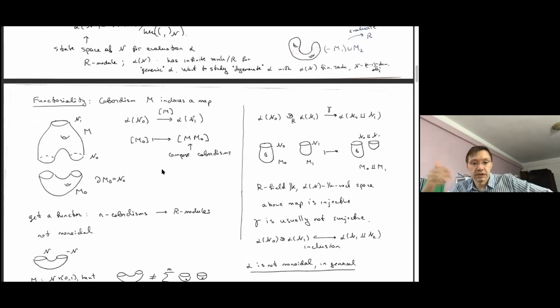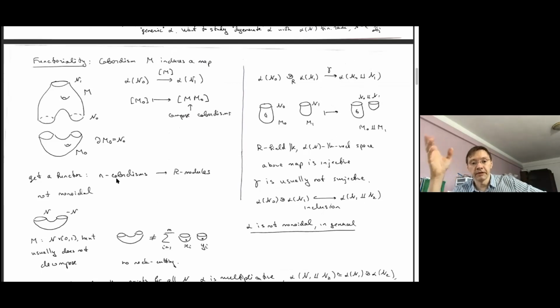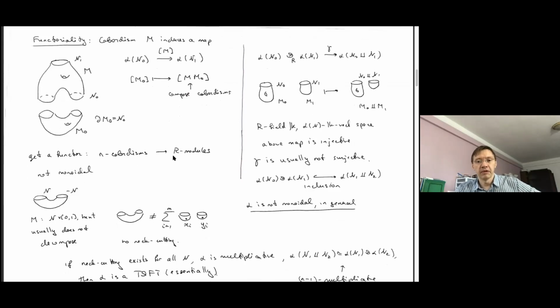And this respects the bilinear form, so it takes kernel to kernel, so it induces a map on state spaces from alpha N null to alpha N1. And in this way, we get a functor from the category of n-cobordisms between n-1 manifolds to R-modules. And again, there are many variations, because instead of manifolds, you can take manifolds with submanifolds, manifolds with decorations, forms, etc. And one thing about this functor, it's not monoidal.